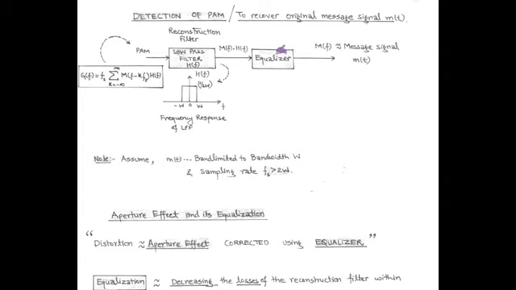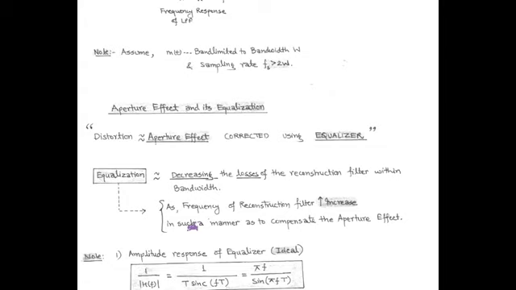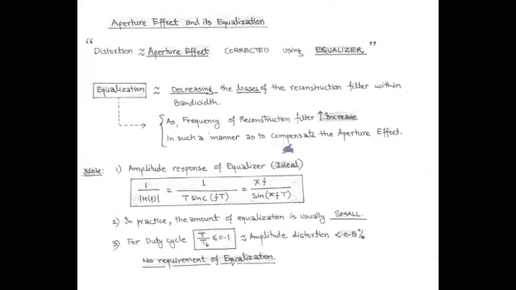The function of the equalizer is to decrease the losses of the reconstruction low pass filter within the bandwidth of W. Here the aperture effect is compensated by equalization, which is obtained by increasing the frequency of the reconstruction filter. The amplitude response of the ideal equalizer is the inverse of the modulus of H(f), and it equals 1/(T sinc(fT)), that is, pi f / sin(pi f T).